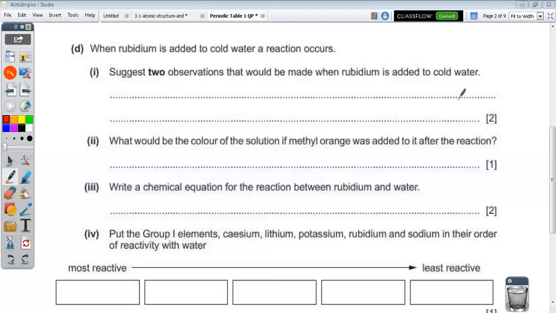Makes sense now? Yes, sir. Yeah, that's what we're talking about, because you're adding it to water. That's as easy as that. Okay.